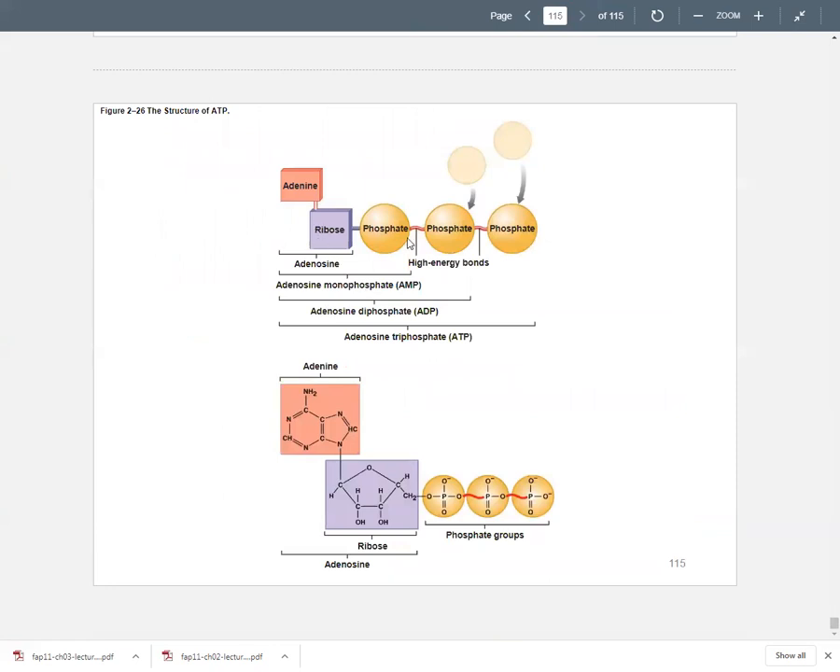All right, so we'll finish with this. So you have your high energy bonds. Again, here's your adenine and ribose, forms adenosine. Add a phosphate, adenosine monophosphate. Adenosine diphosphate has 2 phosphate groups. Adenosine triphosphate has 3 phosphate groups.